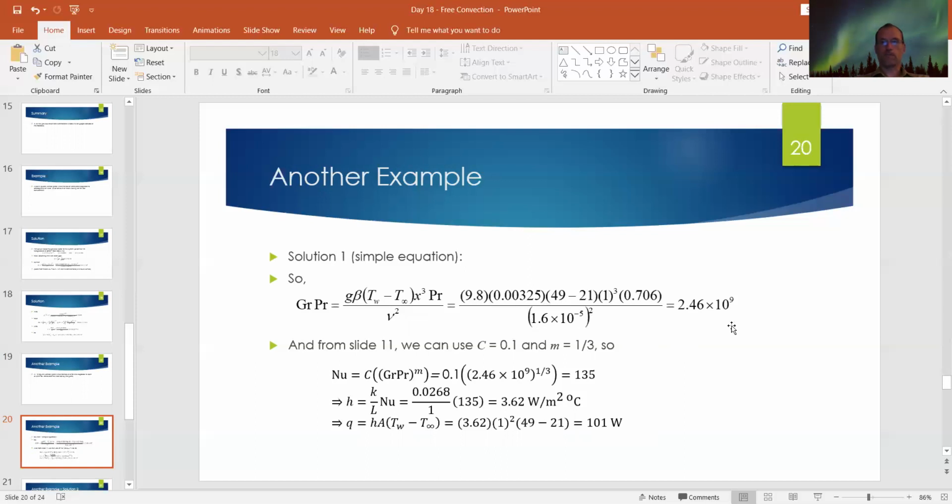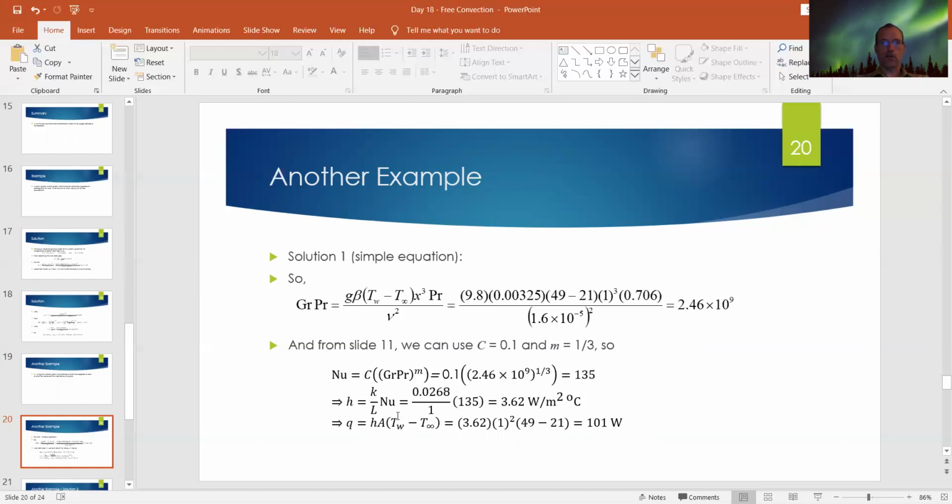This is bigger than 10 to the 9th, so this is the turbulent case. So slide 11, I can go back to that, and in the turbulent case, I have the Nusselt number C times Rayleigh number to some power. C is 0.1, power is 1/3. So 0.1 times 2.46 times 10 to the 9th to the 1/3 power gives me a Nusselt number of 135.